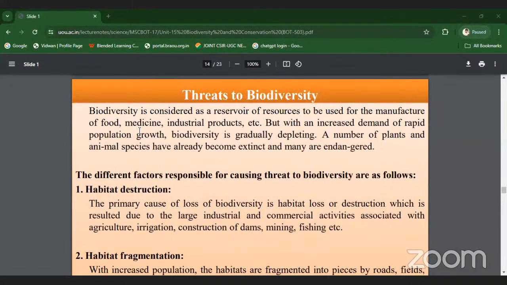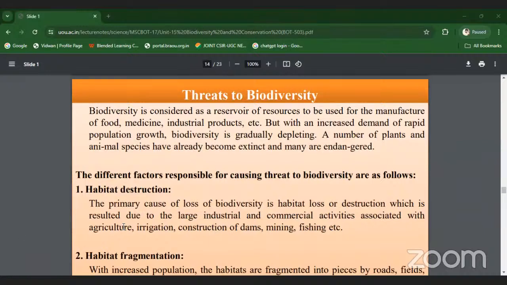Biodiversity is considered a reservoir of resources used to manufacture food, medicine, and industrial products. Value means importance. How is it valuable? It gives food and medicine, and it has aesthetic value and commercial value. That's why we should protect it. But with increased demand from rapid population growth, biodiversity is gradually depleting. The number of plants and animals is decreasing, and many are extinct or endangered.